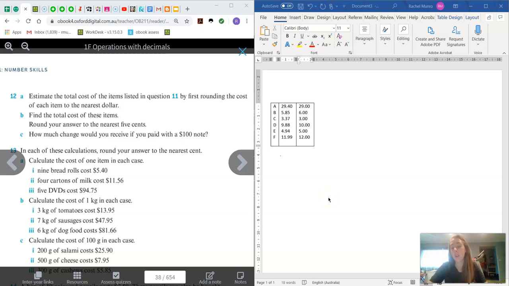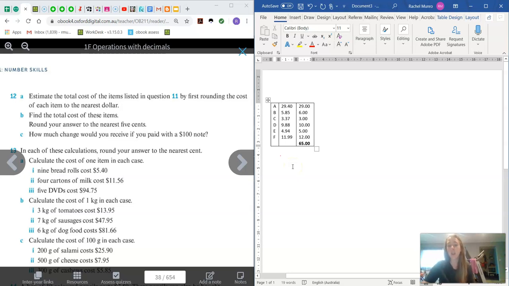So hopefully you all had a go at adding them up. I don't mind if you do it by hand or use your calculator for this part, as long as you're rounding by hand. So hopefully you all got a total of $65 when you were using those rounded numbers. So that is part A. We've done an estimation of the cost of purchasing those goods from question 11 by rounding to the nearest dollar.